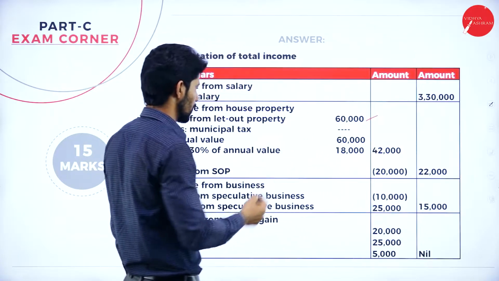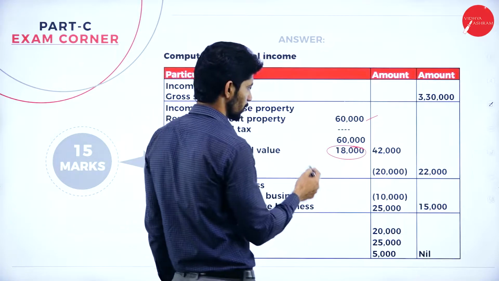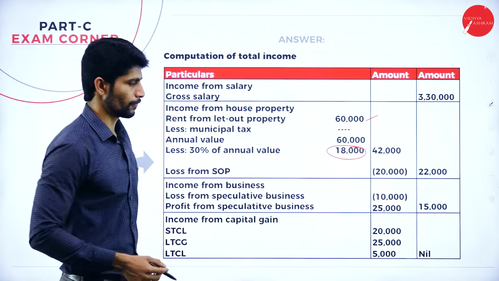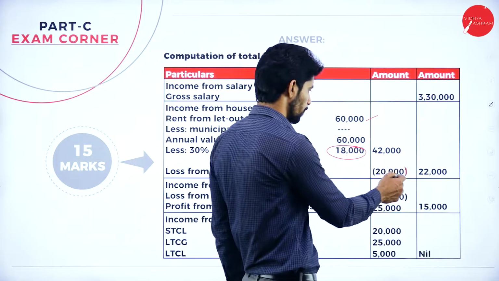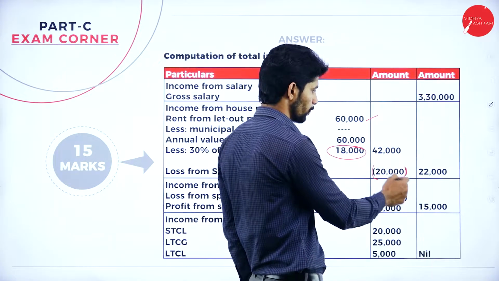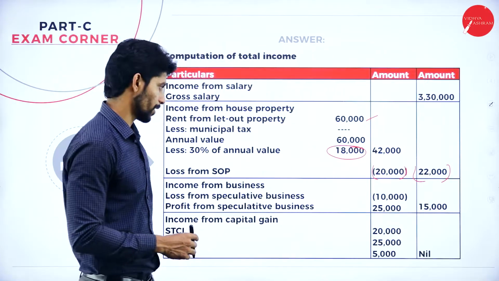Next, income from house property, yes, 60,000. From that, less municipal tax. Municipal tax is not given. Give standard deduction of 18,000, that is 30%. You will get a balance of 42,000. And loss from self-occupied property is 20,000. So deduct 20 from 42. The balance you will get is 22,000. The 22,000 is called income from house property.